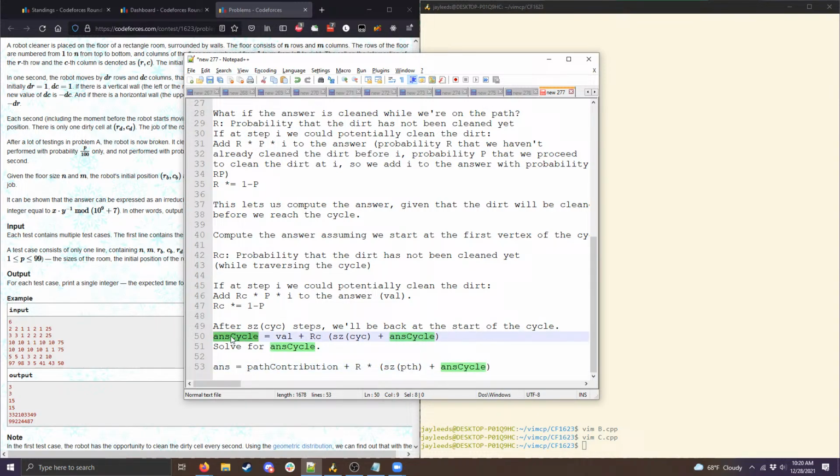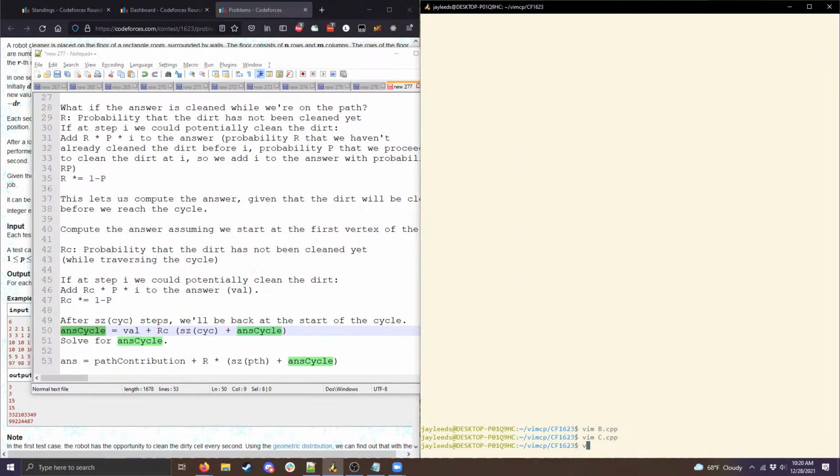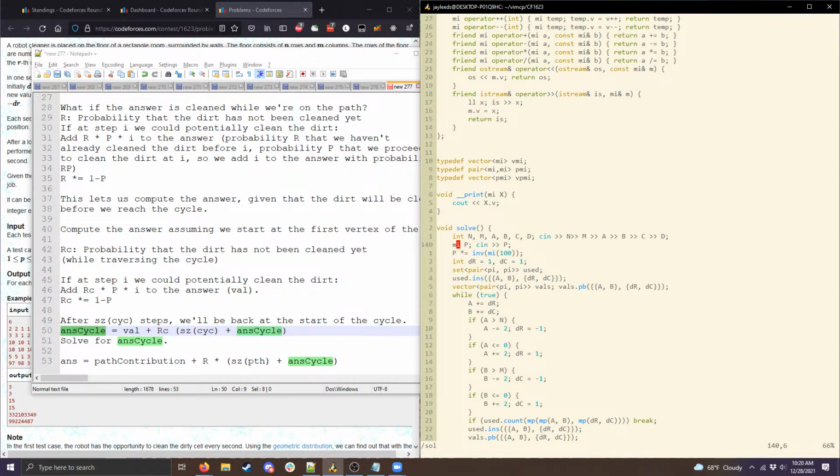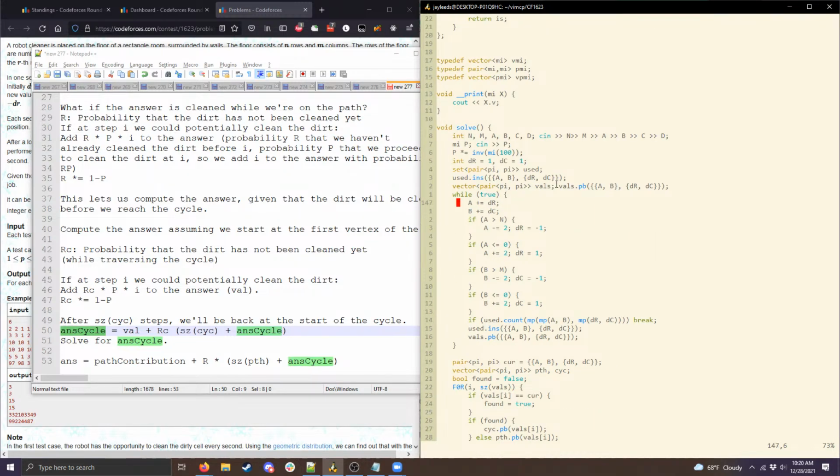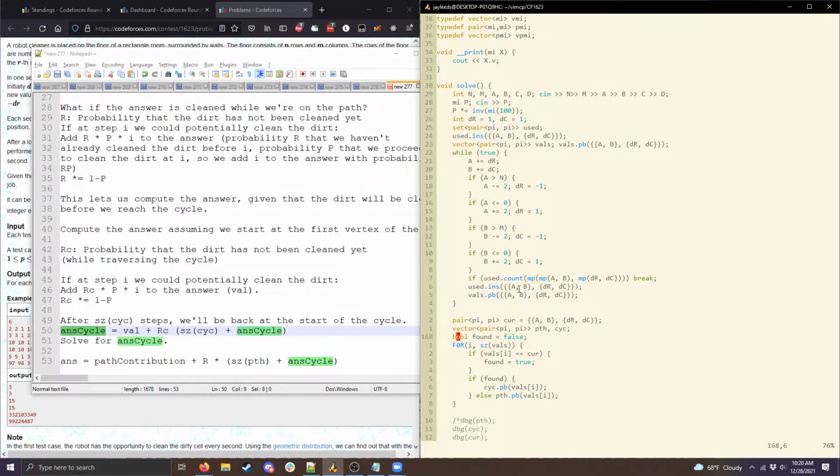Since ans cycle is the number of steps we're going to take if we start at the first vertex of the cycle. And so I'll walk through my code, which pretty directly implements this same idea. The simulation step is exactly the same as it was before. I use a set to store the positions that we visited, and then I have this vals that's going to store the states in the order we visited them. As soon as we reach a state that we've seen before, I break. I call that state cur, and in vals, the states that we reach before we hit cur are the path, and the states afterwards are the cycle.